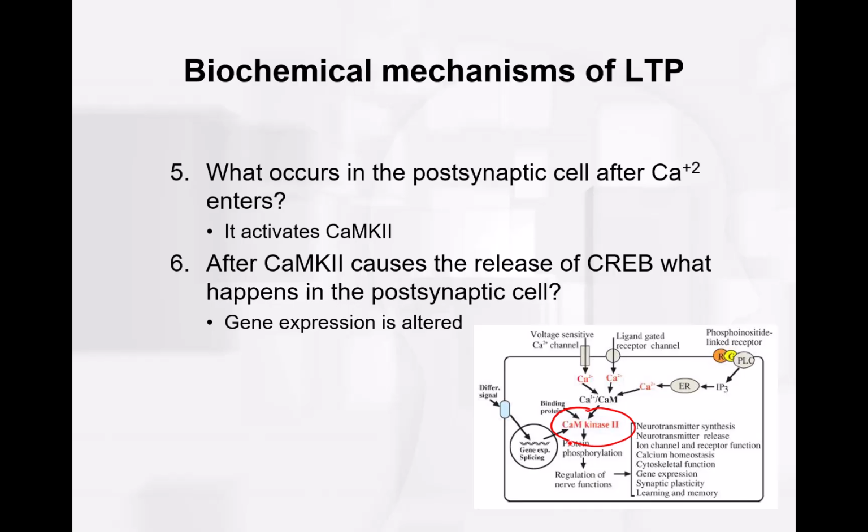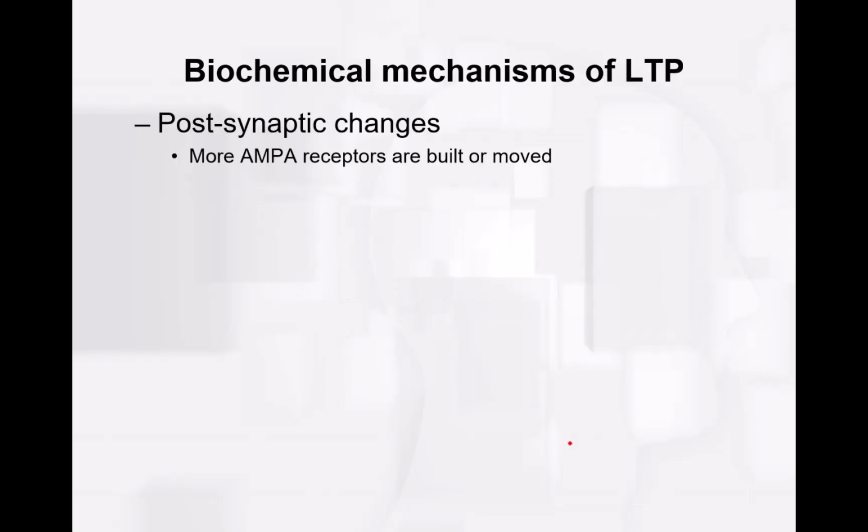One being gene expression being altered. So again, gene expression being altered means more AMPA receptors can be made. This can be for months or years. Again, it's a long-term potentiation. And this is what we think accounts for long-term memory. So let's go over those postsynaptic changes.